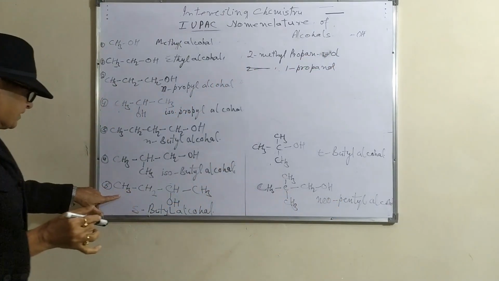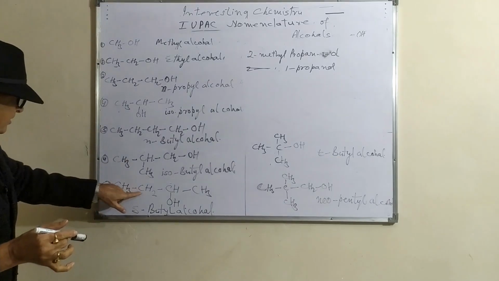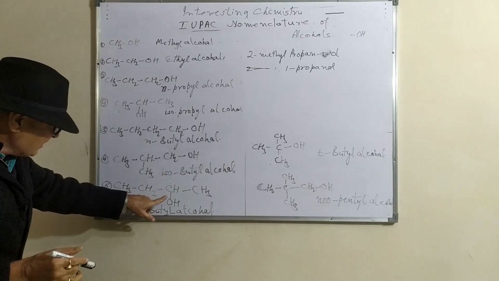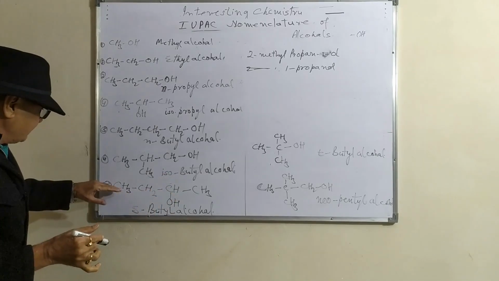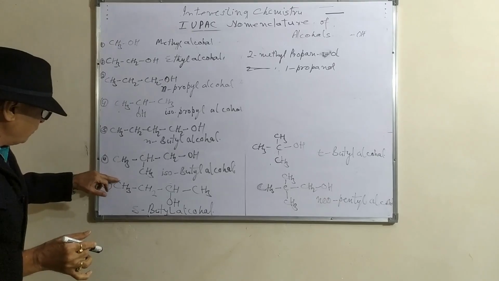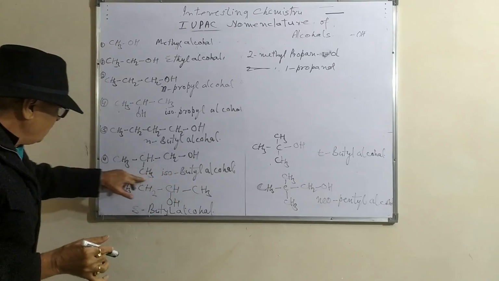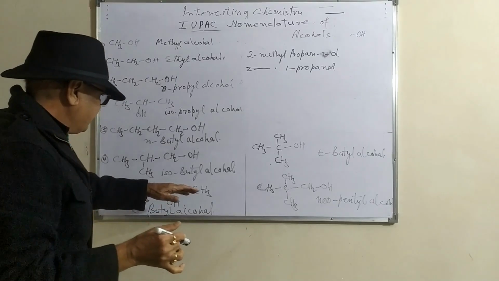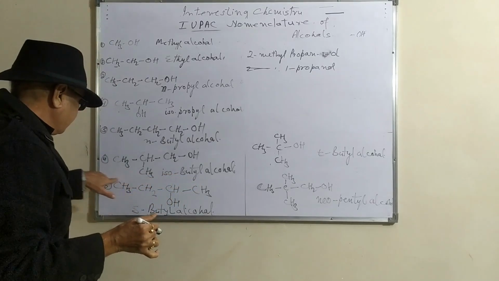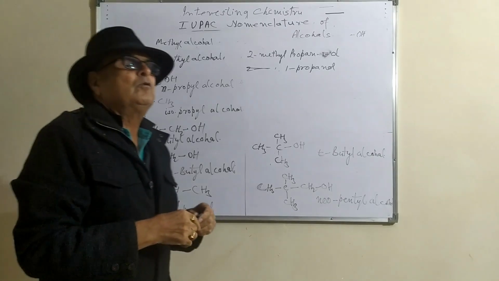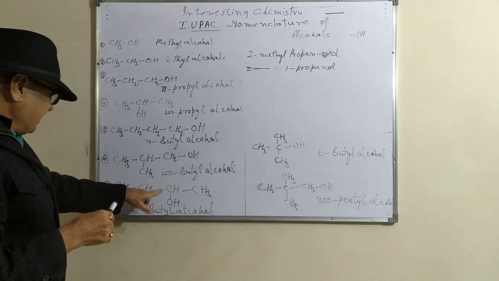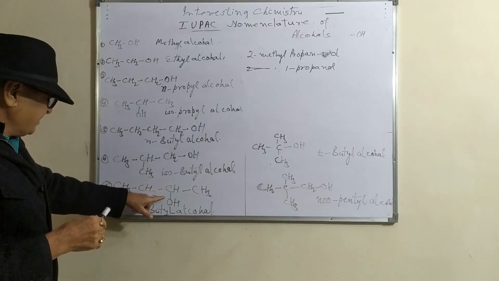Next, come to the 5th example. It is CH3, CH2, CH. It has the CHOH group, so it is a secondary alcohol. The 4 carbons are in a chain, so the longest chain has 4 carbon atoms. So the parent compound will be butane, and it has 1 OH group on the 2nd carbon.